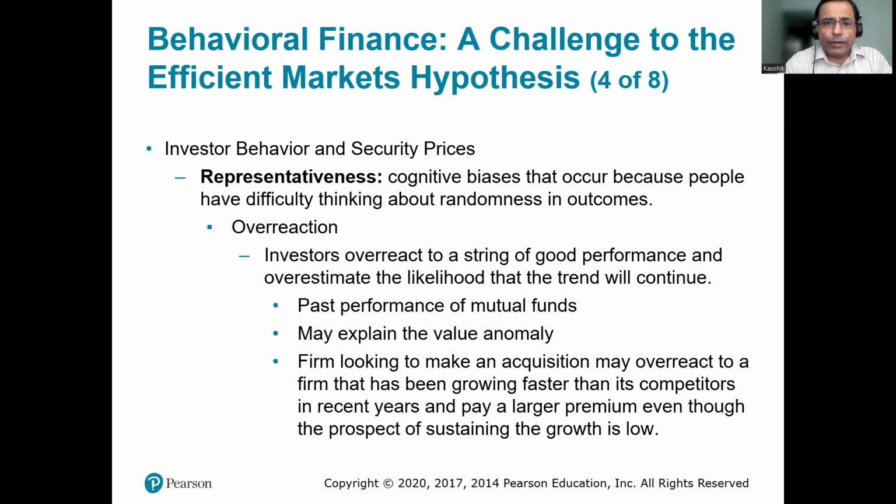Representativeness is a cognitive bias which makes it difficult for people to think about randomness in outcomes. So they may sometimes overreact. They think that a string of good performance will likely lead to similar performance in future. If they notice a mutual fund to have performed well in the past, they expect good performance to continue in future and they may invest in the mutual fund.